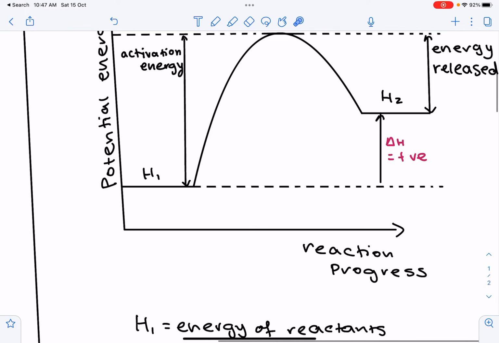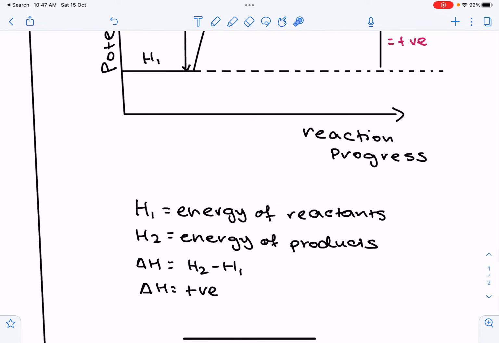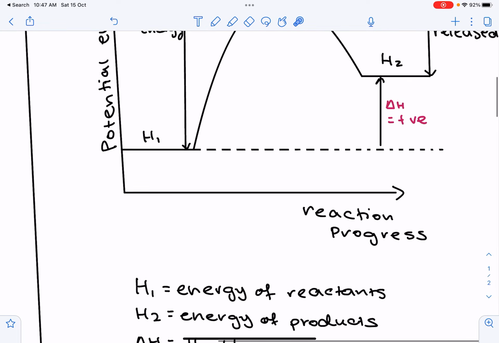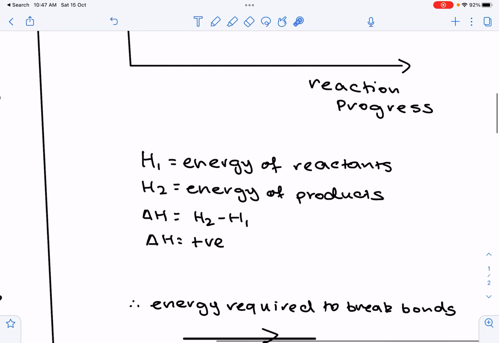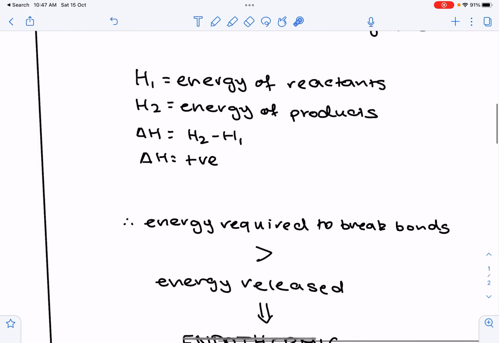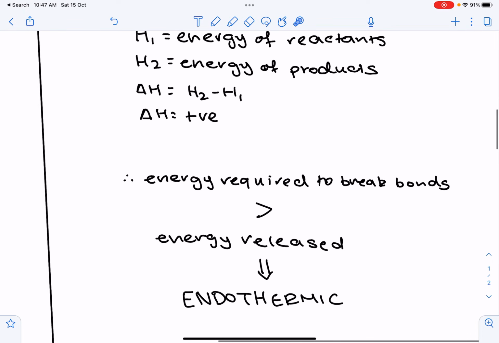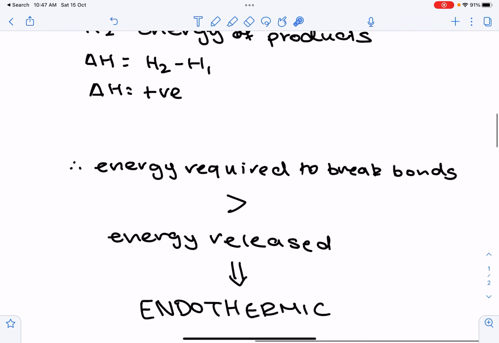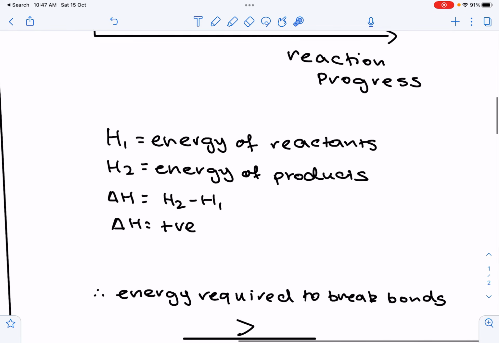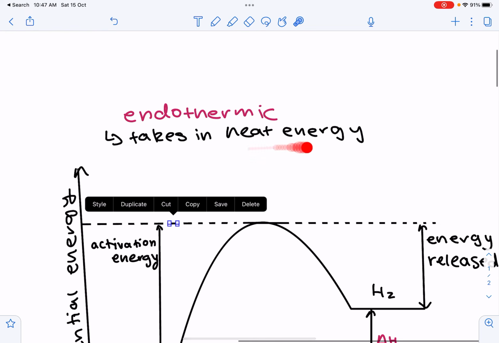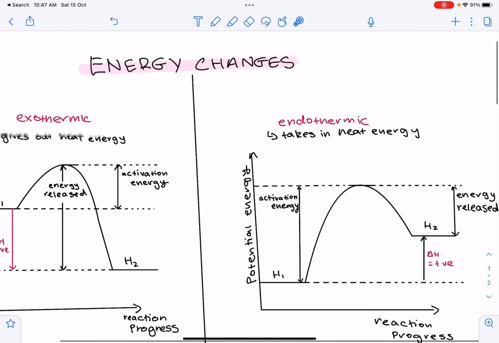So let's look over here. When we do H2 minus H1, we can see this time we're going to get a positive difference because H2 is greater than H1. So this is our difference over here in energy. Therefore, the energy required to break bonds is greater than the energy released. Therefore, we get an endothermic reaction because we are taking in heat energy overall.